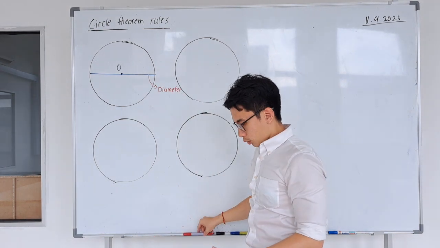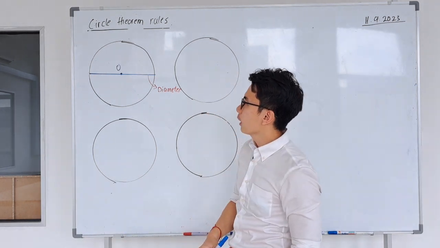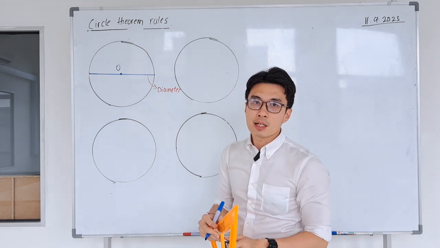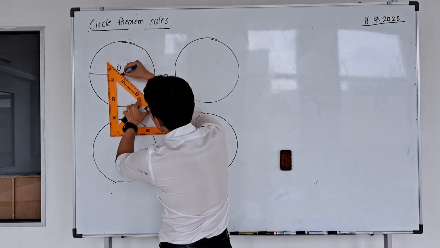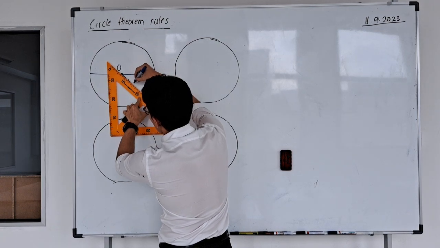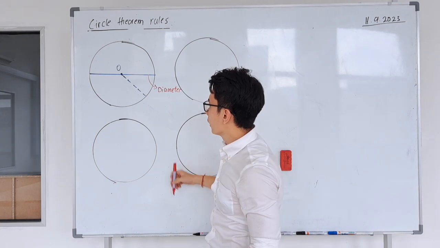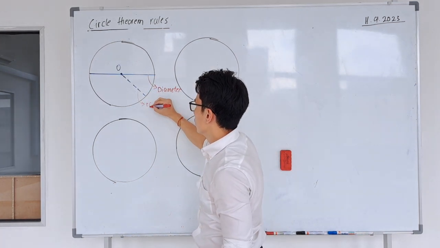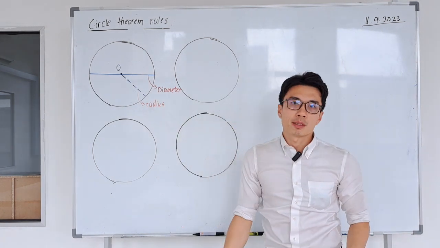Okay? So the next line is, if I were to have another line which originates from the center and extends until the circumference, like this, I will represent it with a dotted line. We will call that line a radius. So radius is basically half of a diameter.